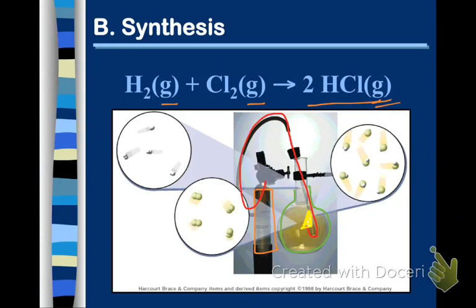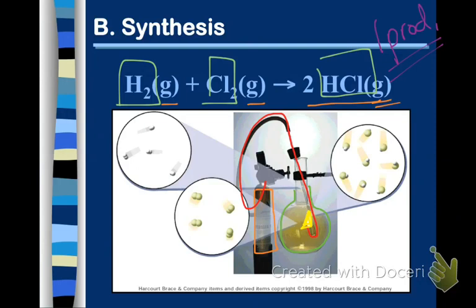Remember, hydrogen and chlorine are both diatomic elements, so when you see them by themselves here and here, they are in their diatomic state, but notice they're not in their diatomic state once they react, and they don't have to be in their diatomic state after they react with each other. So that's a synthesis reaction. Again, the key to synthesis is you only have one product for a synthesis reaction. Only one product.